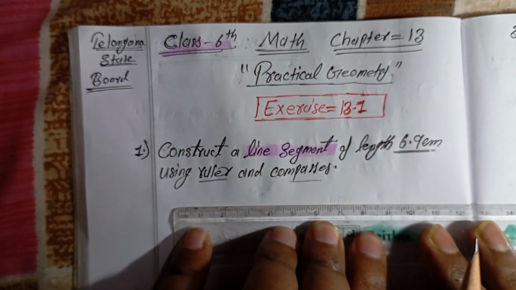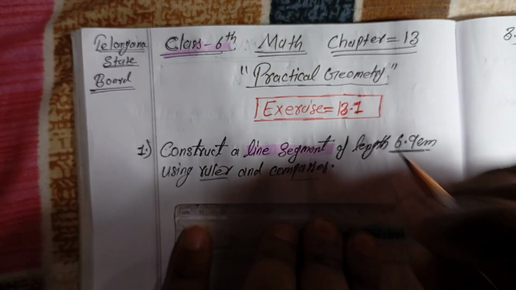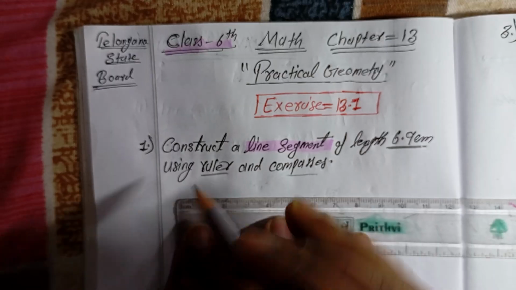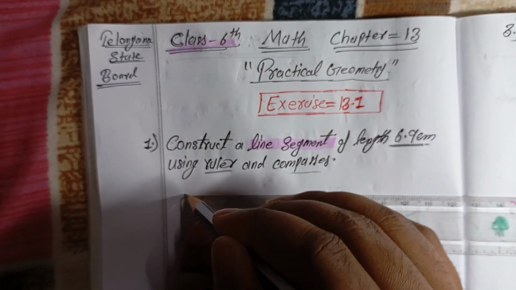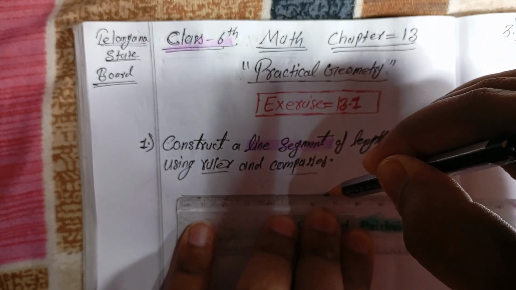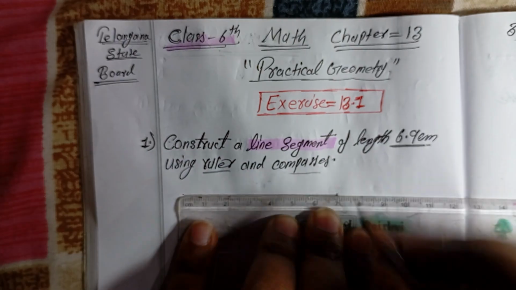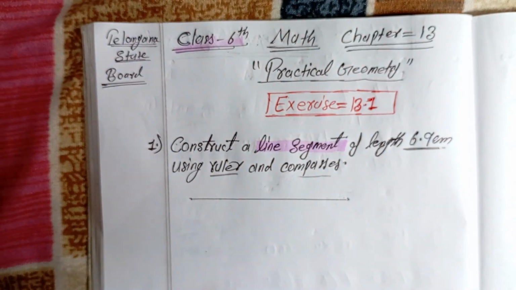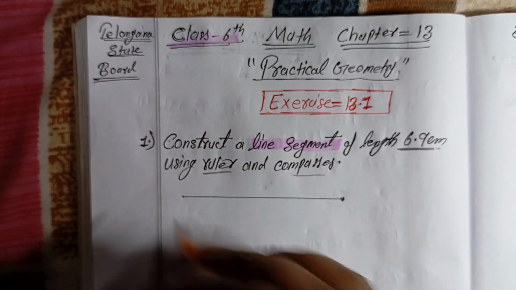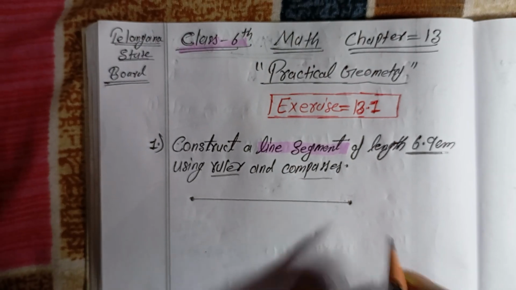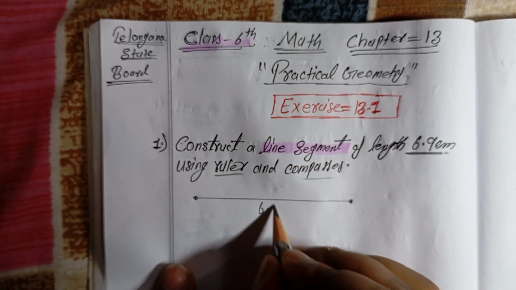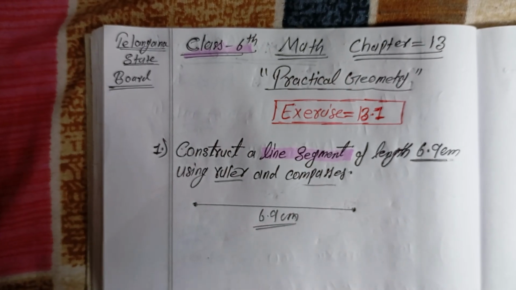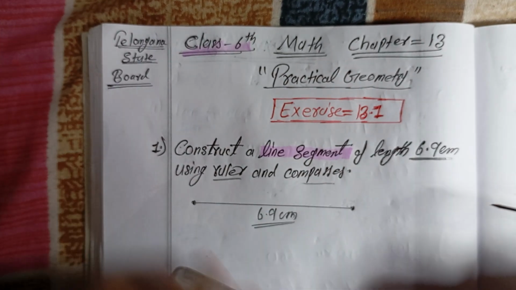This is my scale, and I'm drawing the line segment. I start from here, and it's going to be 6.9, so it's going to be till here. From here till here, this is the line segment. It's totally fixed. This is 6.9 centimeter. It's a fixed line. It cannot extend. That's the point.